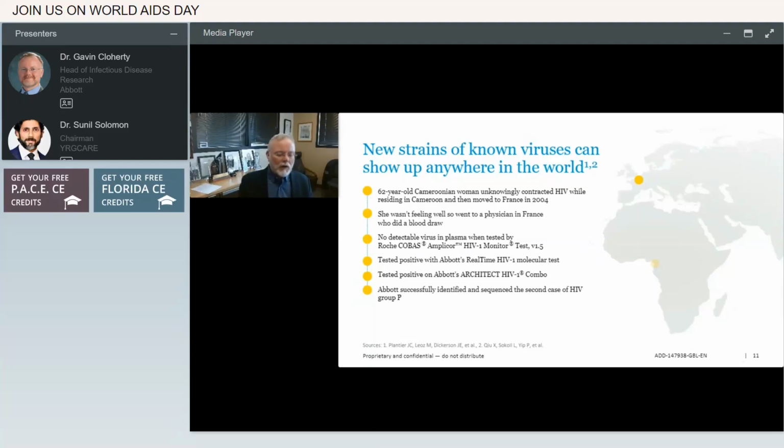When the global surveillance program went back and screened samples that we had collected over time in Cameroon, we also identified the second case of HIV group P, again in Cameroon.